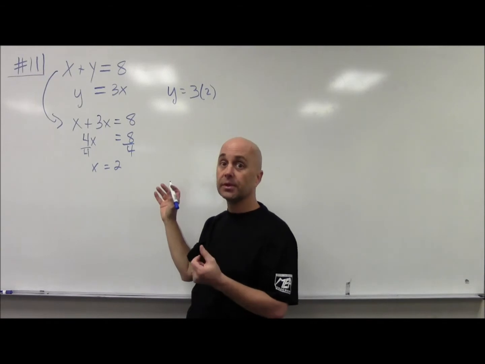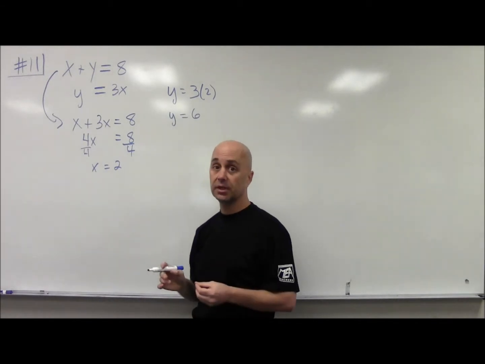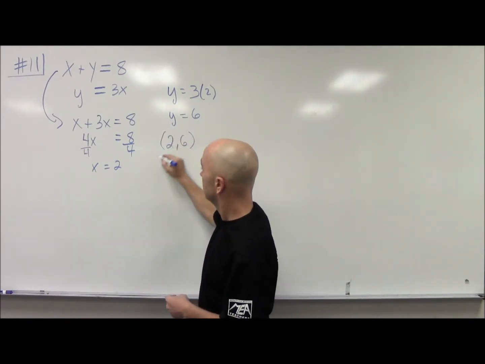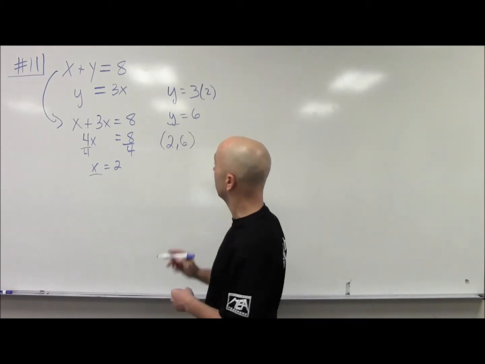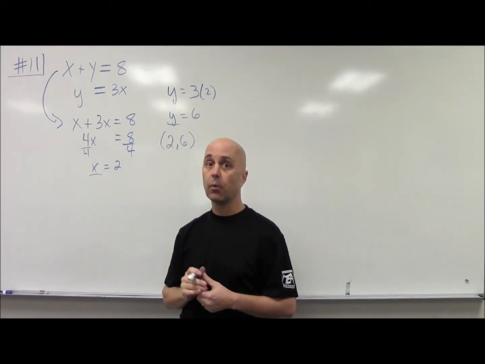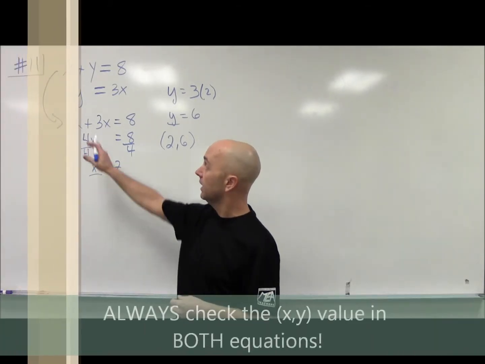This is a pretty simple example. I end up getting y equals 6. So my solution is the ordered pair 2, 6. My x coordinate and then my y coordinate. Now before I leave this problem, I want to make sure that it works in both equations. So I'm going to check it by plugging it into both.